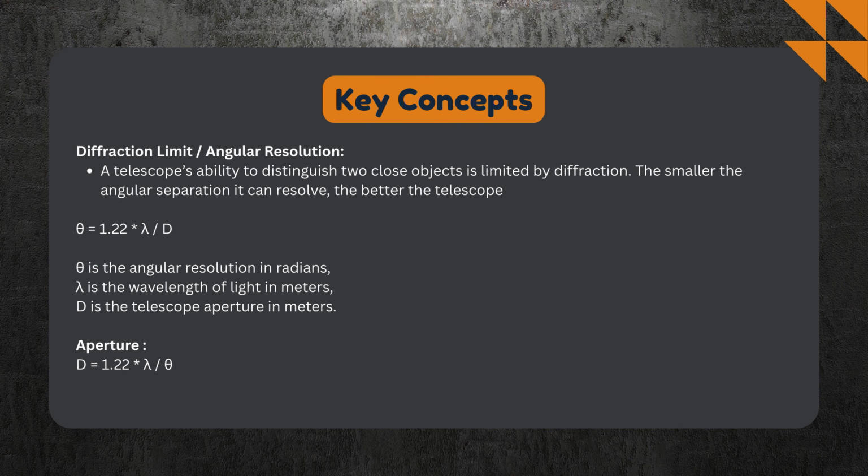problems. Diffraction limit/angular resolution. A telescope's ability to distinguish two close objects is limited by diffraction. The smaller the angular separation it can resolve, the better the telescope. The approximate formula is theta equals 1.22 times lambda divided by d. Here, theta is the angular resolution in radians, lambda is the wavelength of light in meters, d is the telescope aperture in meters. If you know the resolution you want, you can find the aperture as shown below.